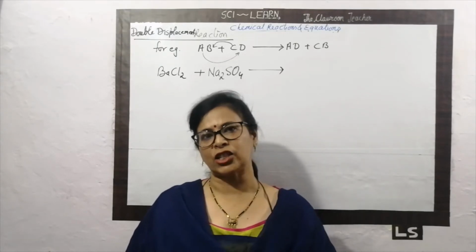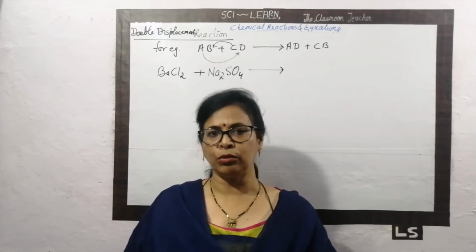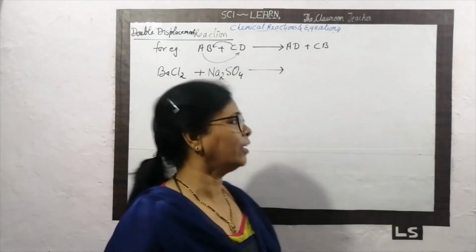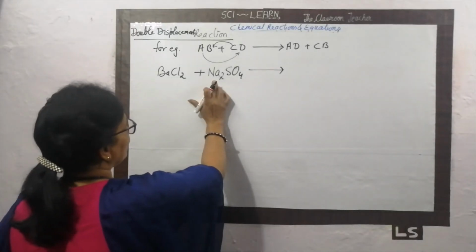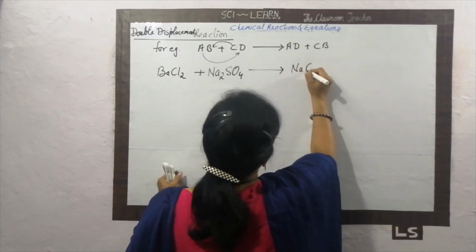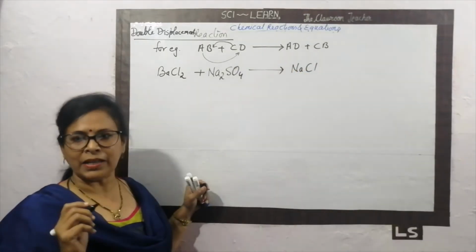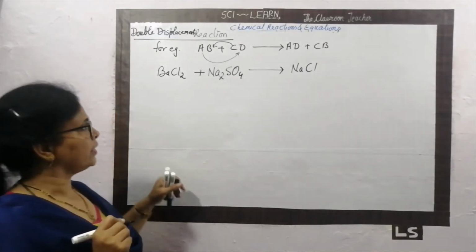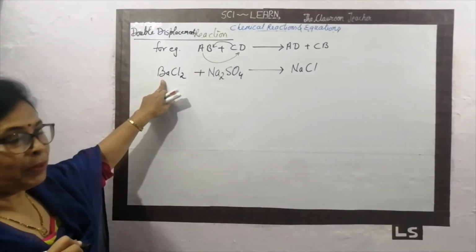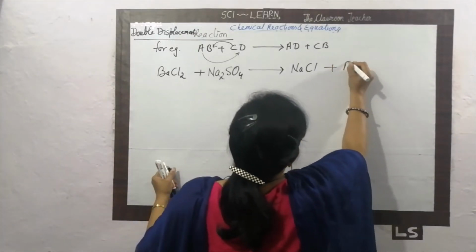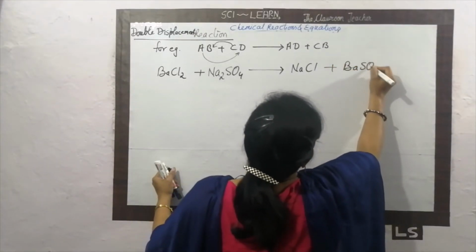So what is the action of the sodium? Sodium is able to displace the barium from its compound. Sodium combines with chlorine to form NaCl. In this condition, Ba is separated, but this Ba combines with the sulfate. Now what do we get here? BaSO4.